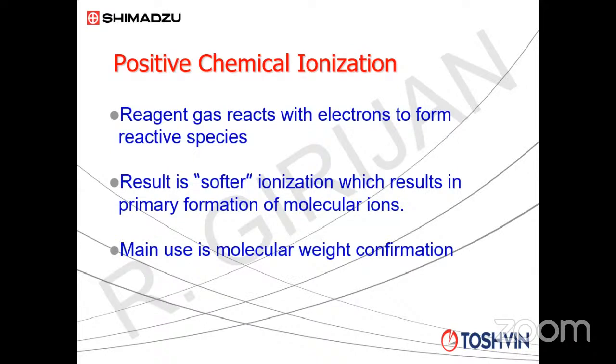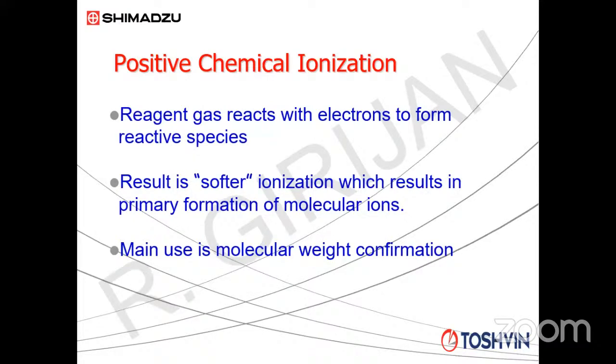If I want to do a positive chemical ionization analysis of a certain compound, before we introduce the sample, we introduce an extremely small quantity of the reagent gas into the ion source. That means methane. If I am going to use methane as the reagent gas, a small quantity of methane is introduced in the ion source. This will be done automatically. You don't have to do it yourself. All this will be done automatically.